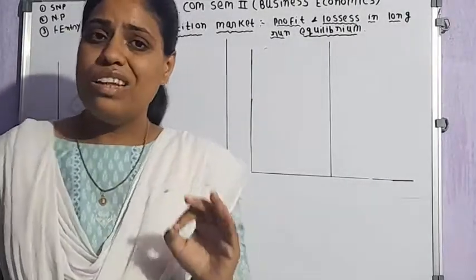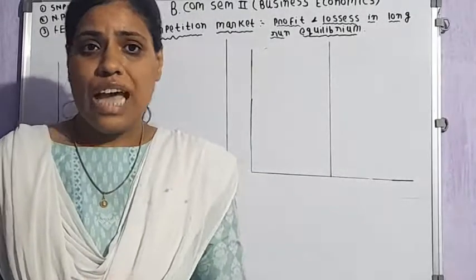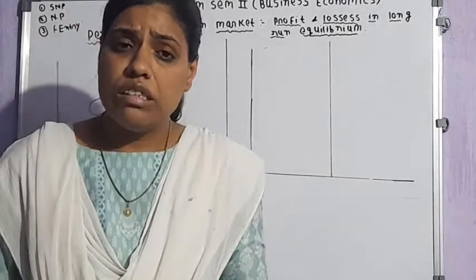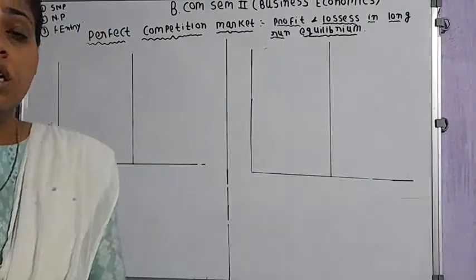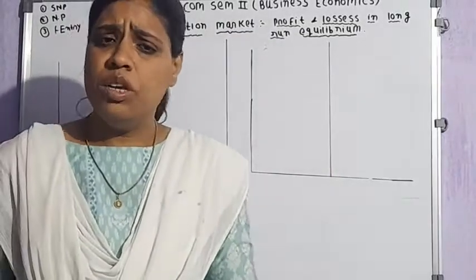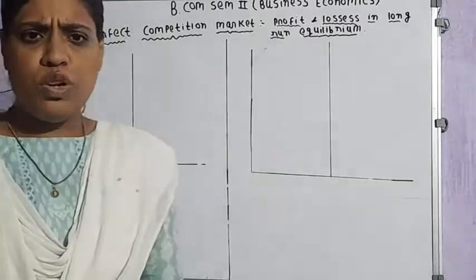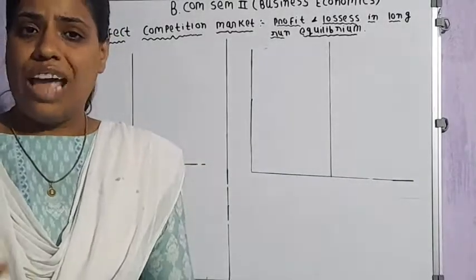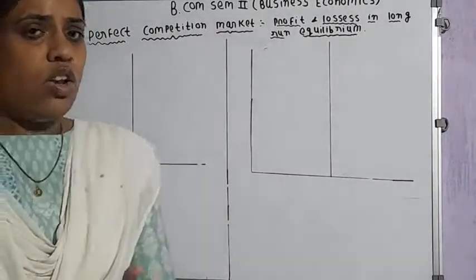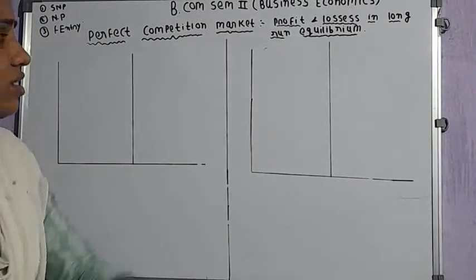So when the firm under the perfectly competitive market is in the short run, it can earn the supernormal profit, it can earn the normal profit, it can also incur the normal losses. But when we talk about the firm under the long run equilibrium, can a firm under the perfectly competitive market earn the supernormal profit in the long run? Can it earn the normal profit in the long run? Can it incur the losses in the long run as well? To answer these questions, we need to understand this concept.